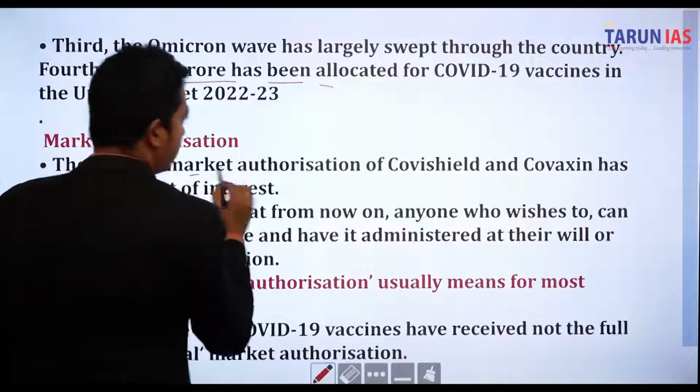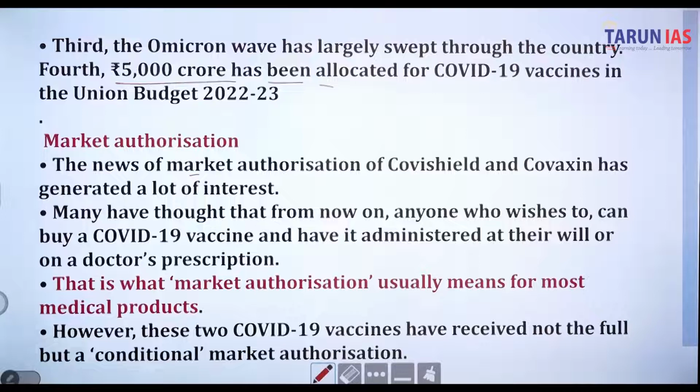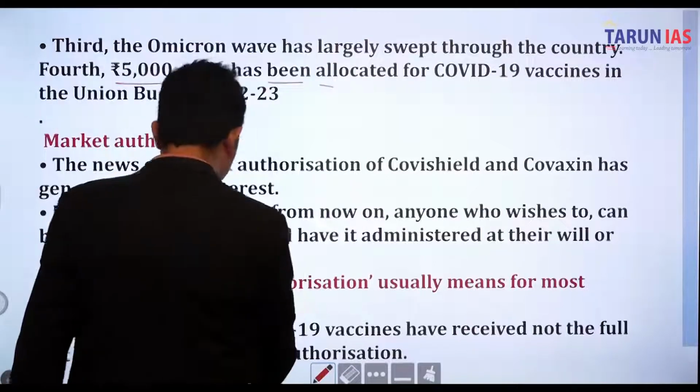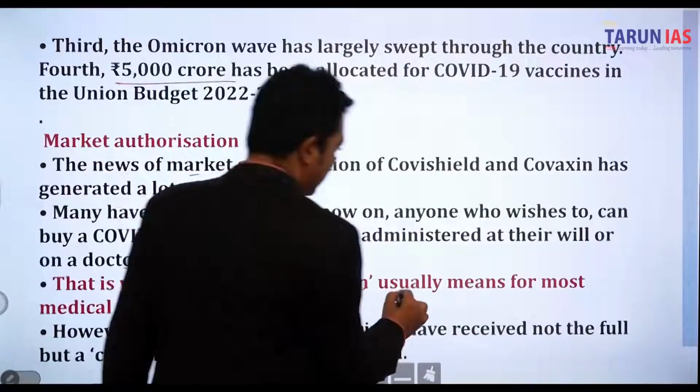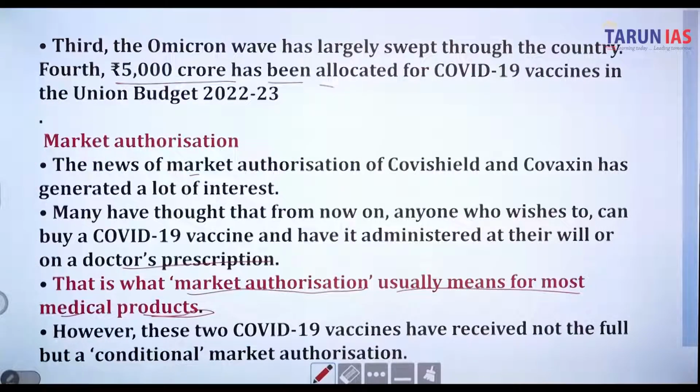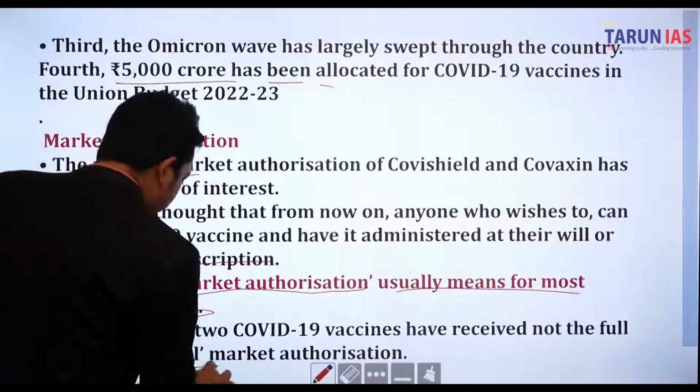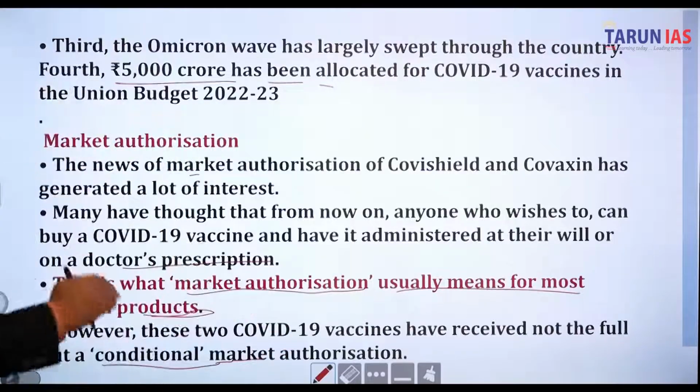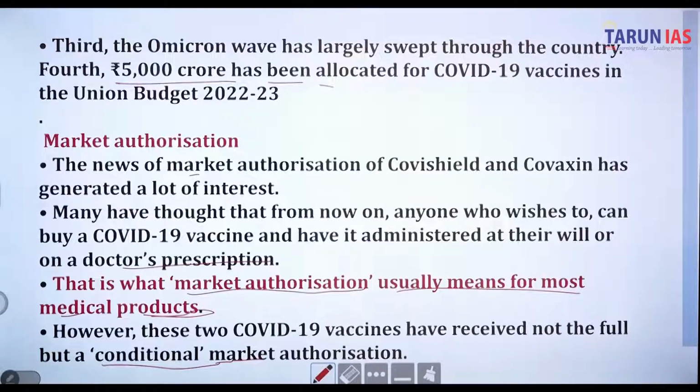The news of market authorization of Covishield and Covaxin has generated a lot of interest. Many have thought that from now on anyone who wishes can buy a COVID-19 vaccine and have it administered at will or on a doctor's prescription. That is what market authorization means. Market authorization usually means this for most medical products. However, these two COVID-19 vaccines have received not full but conditional market authorization, because a vaccine is not easily available everywhere, and that's why the term market authorization has been used.